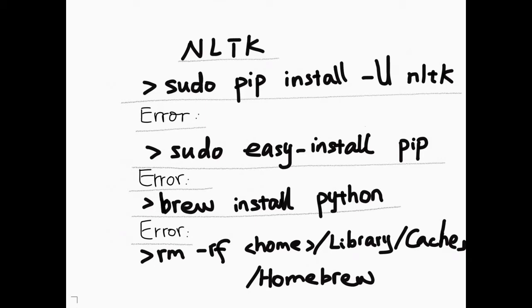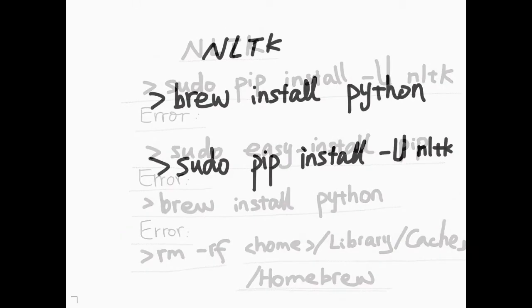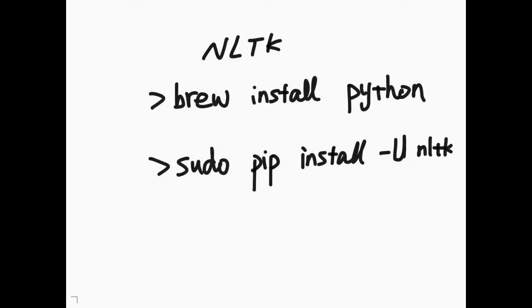That tells me brew was installed before. So what I did is remove the previous cached information, which is located in home/library/caches/homebrew. Now, after all the previous effort, I issued brew install python successfully, no problem. And next, I ran the pip command to install NLTK, no problem, perfect.